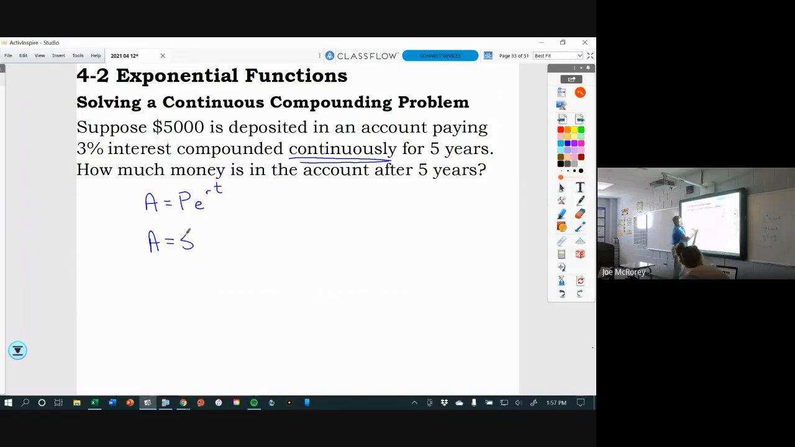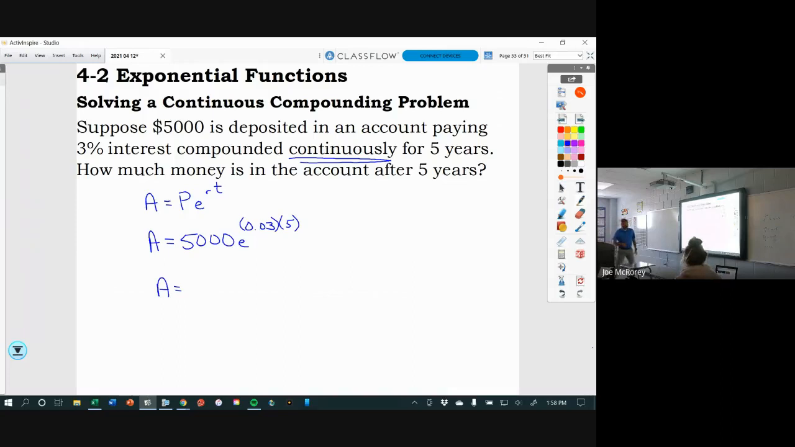I'm starting with $5,000 times e. The interest rate is 0.03, that's 3%, times 5 years. And guys, that's just an exercise of typing those numbers in the calculator and pressing enter, and you're done with this problem. Then we put the 0.03 times 5 in that exponent slot. That's where it is, right?